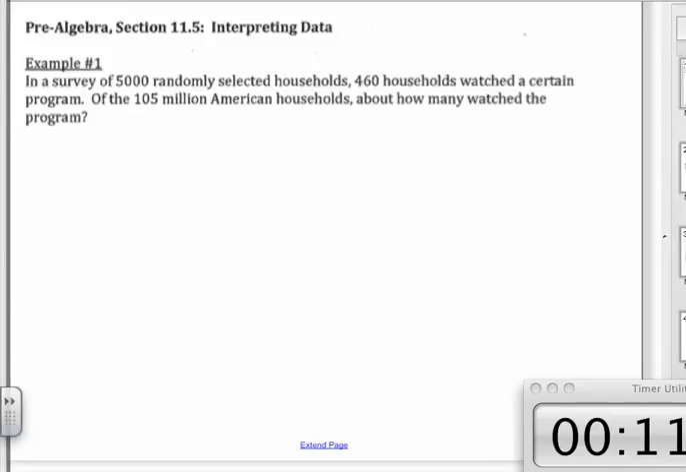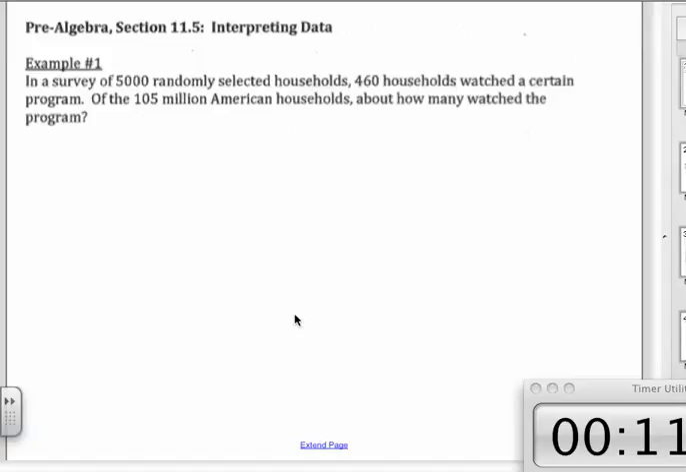It says, in a survey of 5,000 randomly selected households, okay? So they picked 5,000 households randomly. 460 households watched a certain program. Of the 105 million American households, about how many watched the program?